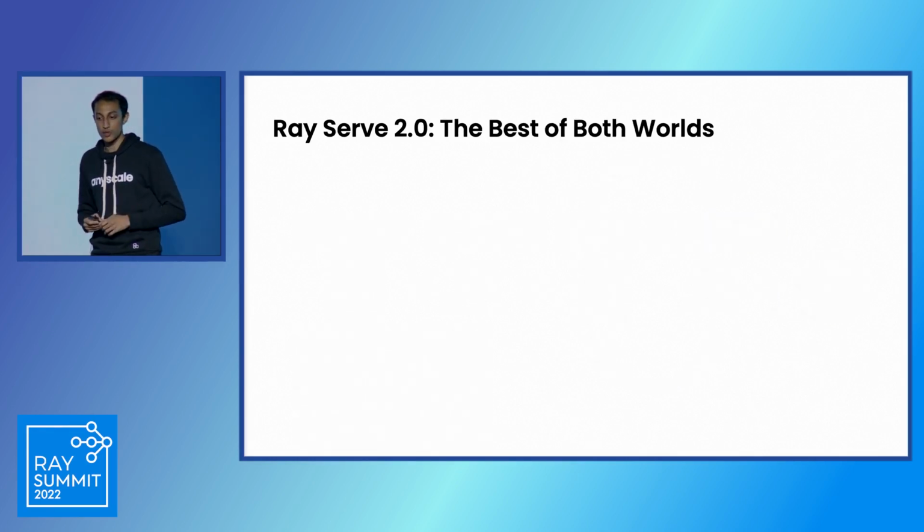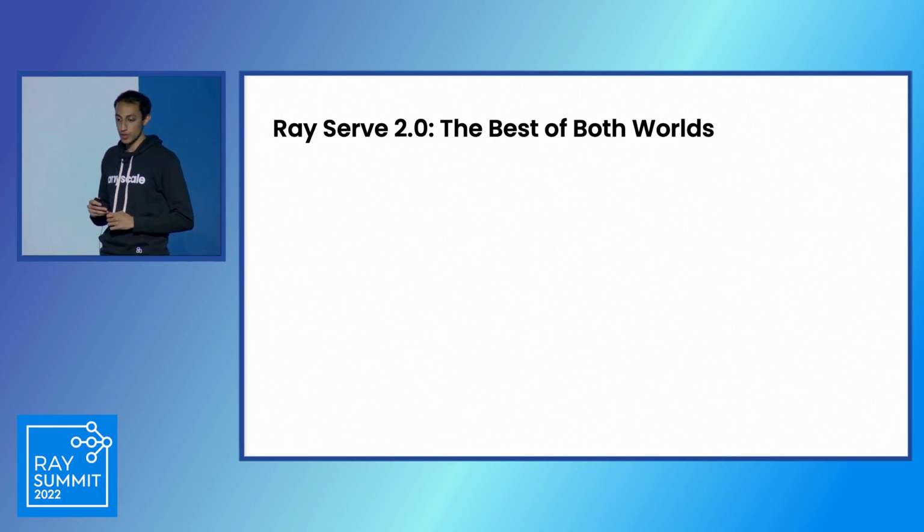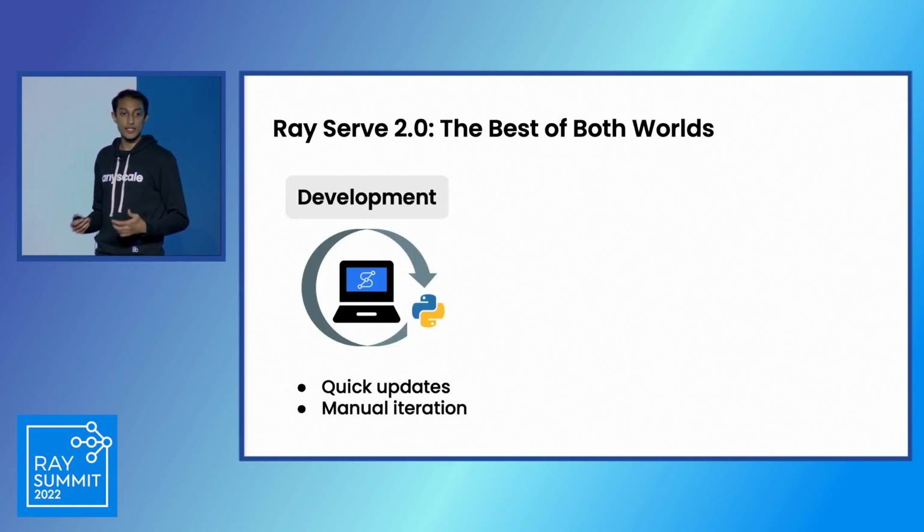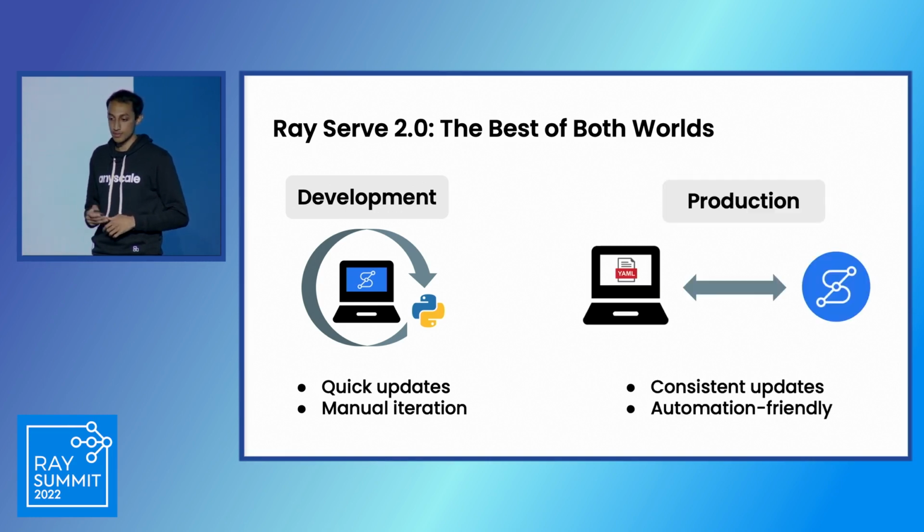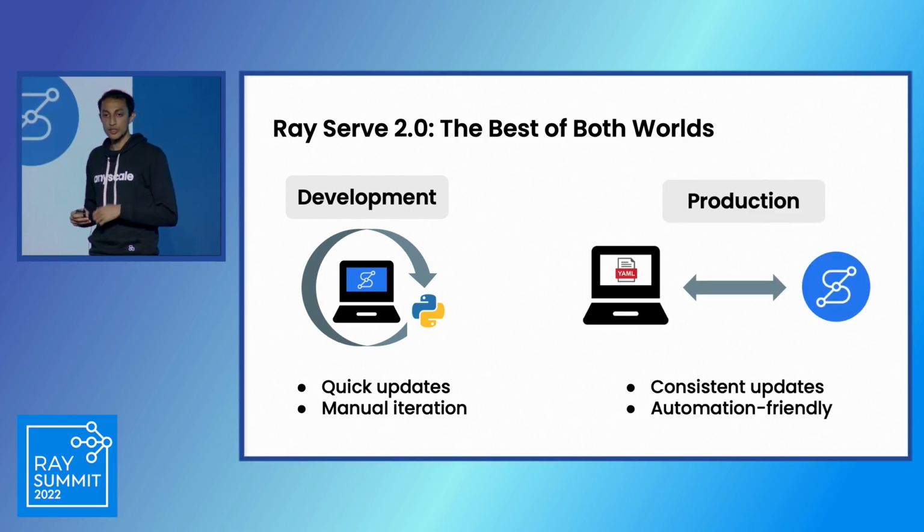We're really trying to bring you the best of both worlds in 2.0. We want to make it really easy for you to do development, where you're going to be doing a lot of quick updates and a lot of manual iteration. At this point in the process, you're going to be interfacing mostly with the Python API in RayServe, where you're changing everything in Python, you're quickly running your application, and you're checking for correctness. In production, you're going to be interfacing more with that YAML file. You'll be able to make a lot of consistent, stable updates simply by tweaking parameters in that YAML file and then applying it to your cluster.